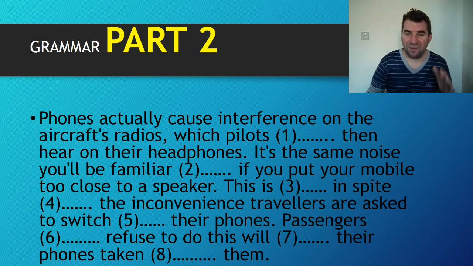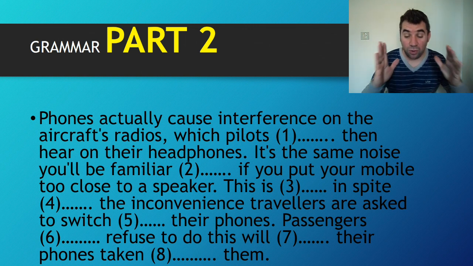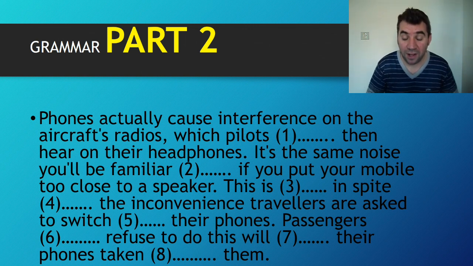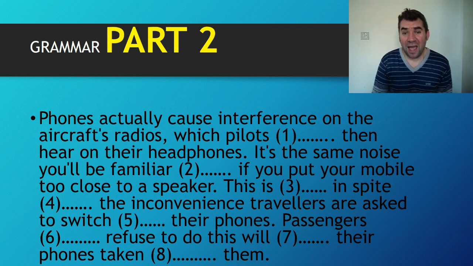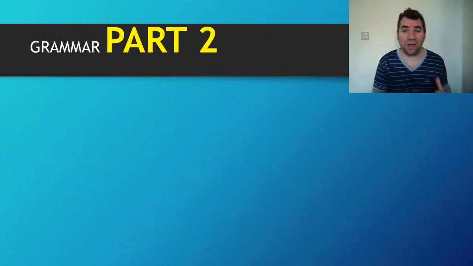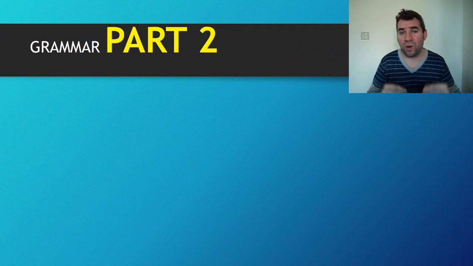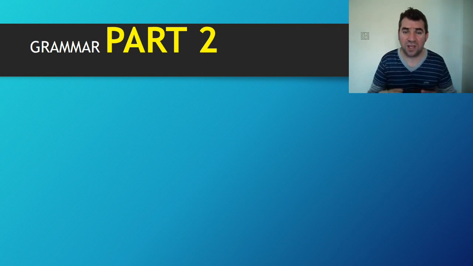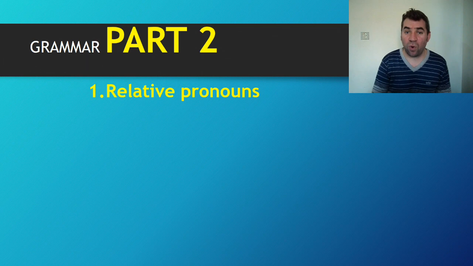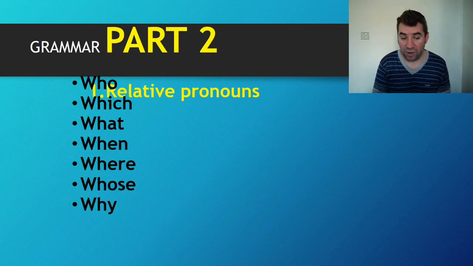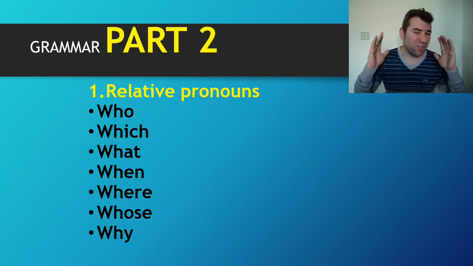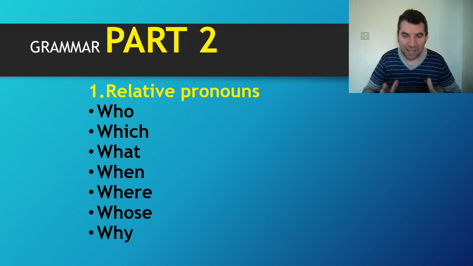Alright, so this is the kind of text you're going to get, and all you've got to do is find the words that go into these gaps. Now, generally they kind of stick to the same kinds of words, and that's what we're going to do now. In this video, we're going to have a look at the kinds of words that always come up in these gaps. So first of all, something called relative pronouns, and they love these, and I guarantee in pretty much every single text there'll be at least one of these.